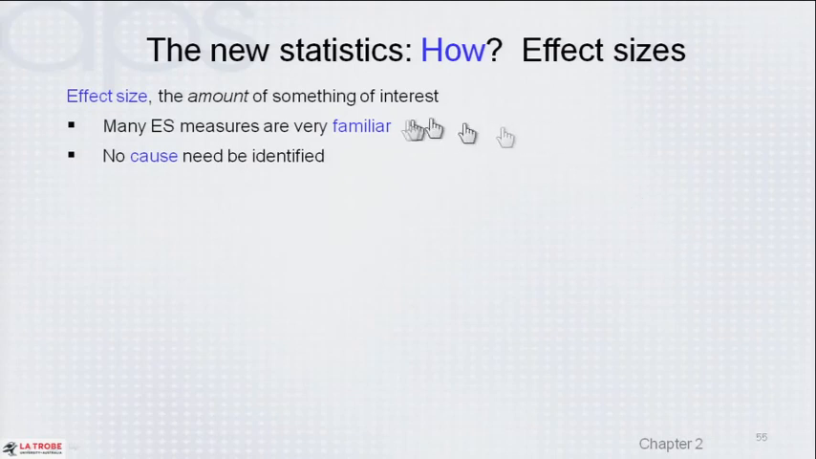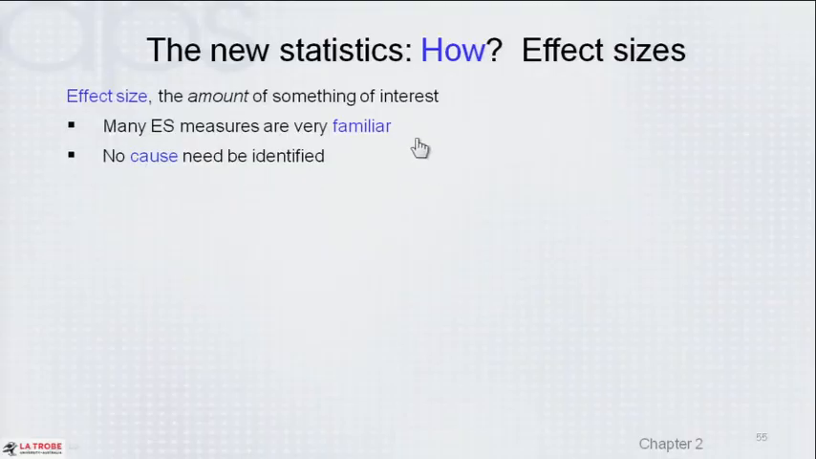I've always thought it's a rather awkward label, effect size, because it seems to beg the question that there's some cause. But Cohen's definition of an effect size, which I'll follow, is it's just an amount of something we're interested in. So we could measure the average blood pressure of everyone in the room, and that would be a perfectly valid effect size. Might be very tedious, but it would be okay. No cause need be identified.